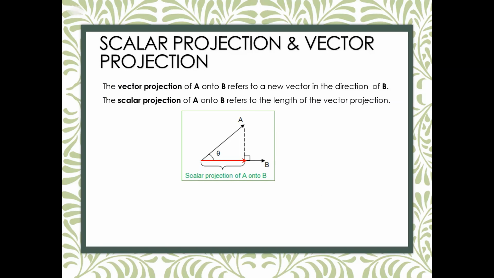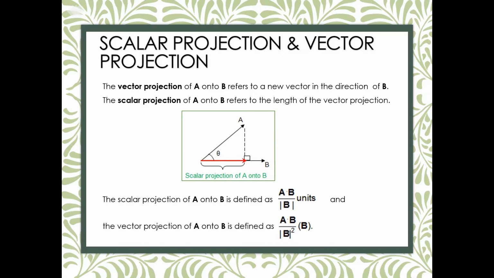The vector projection of vector A onto vector B refers to a new vector in the direction of vector B. Meanwhile, the scalar projection of vector A onto vector B refers to the length of the vector projection. The scalar projection of vector A onto vector B is defined as A dot B over magnitude B. As for the vector projection of vector A onto vector B, it is defined as A dot B over magnitude B squared, then multiplied with vector B.